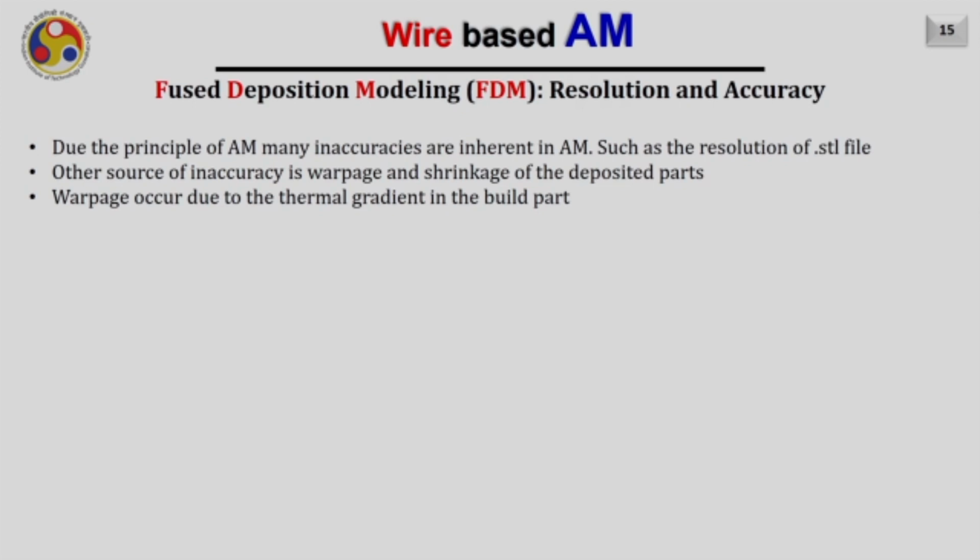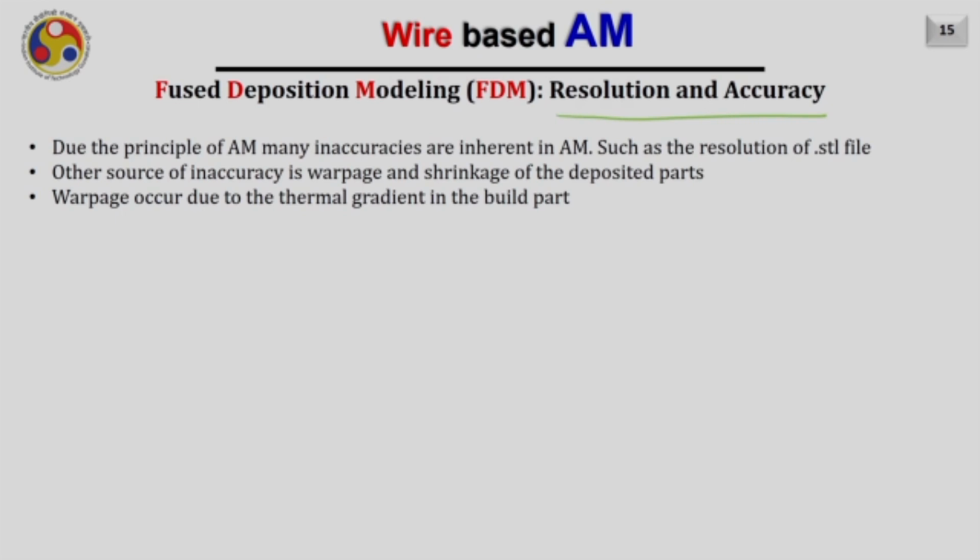Now let us discuss a little bit about the resolution and accuracy in the FDM process. Due to the principle of additive manufacturing, many inaccuracies are inherent in it, such as the resolution of the STL file itself. Because your STL file consists of triangles, which is itself an approximation of the CAD model, you will get the deposition approximated, right? Because you want to make a circle, but you will never be able to get a circle, you will end up getting some polygon.